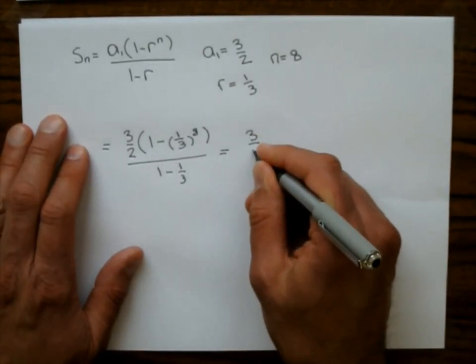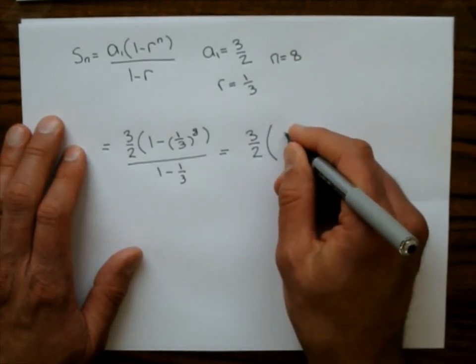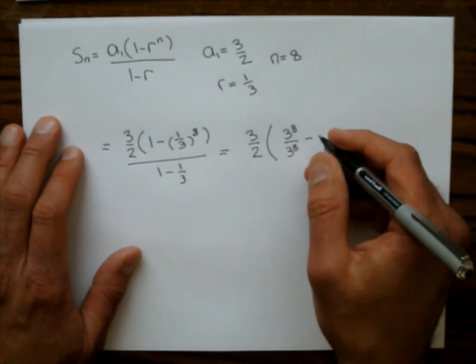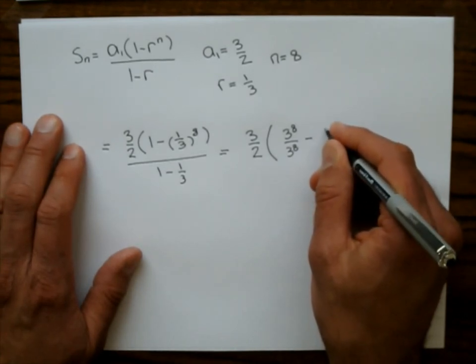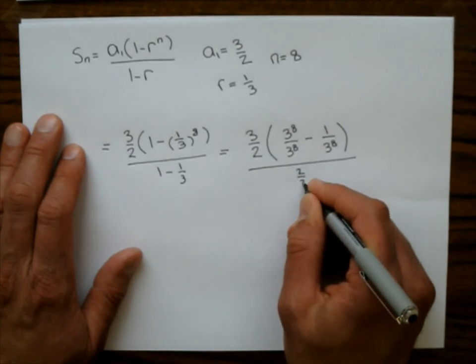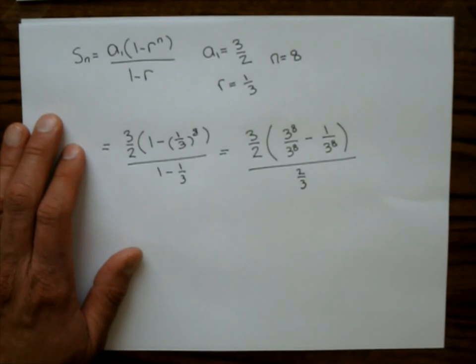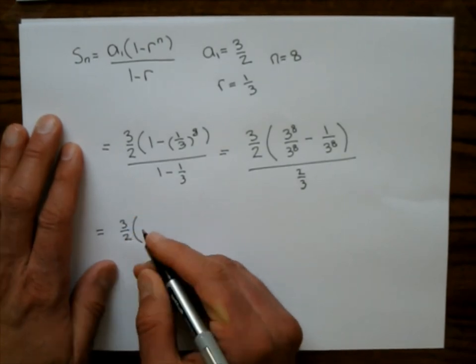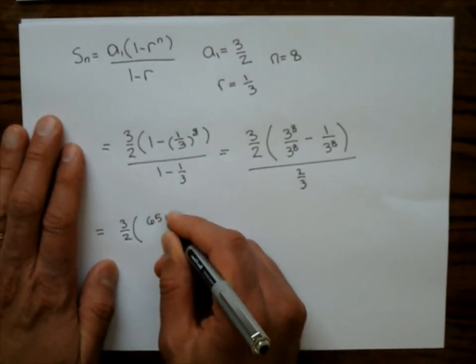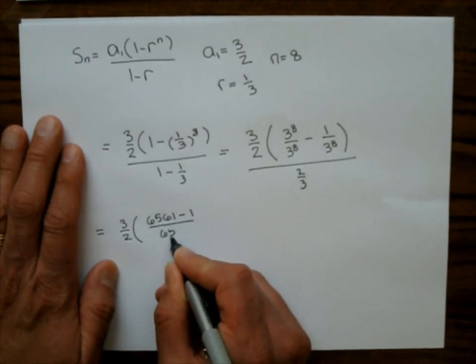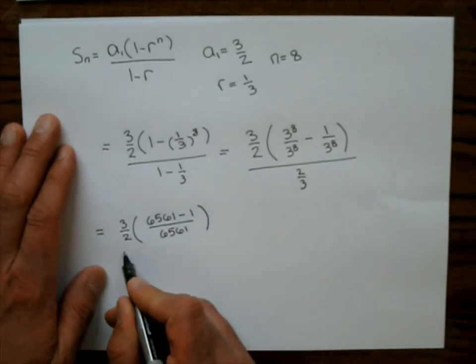Okay, so I have 3/2 outside the parentheses. I'm going to write this as 3 to the 8th over 3 to the 8th, and this one's going to be minus 1 to the 8th, which is 1, and then 3 to the 8th. Meanwhile, on the bottom, I have 2/3. Okay, so we have 3 to the 8th. 3 to the 8th is when you go 3 times 3 times 3, and you do it 8 times. So let's go ahead. We have 3/2. This is really 6561 minus 1 all over 6561.